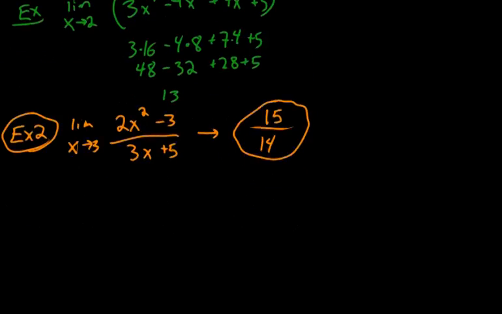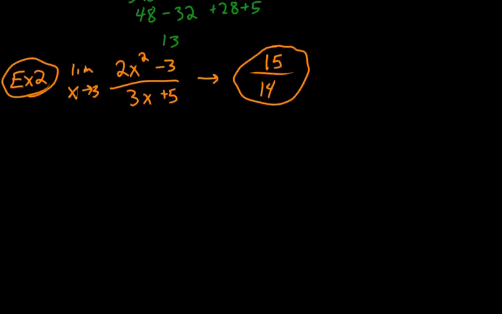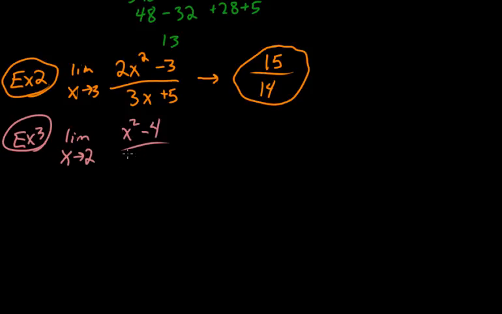And now for the new part. That's just a little bit of a warm-up. For example 3. Let's say that we have a 0 in the denominator. So we'll have limit as x approaches 2 of x squared minus 4 divided by x minus 2.